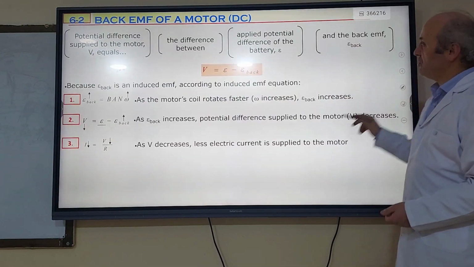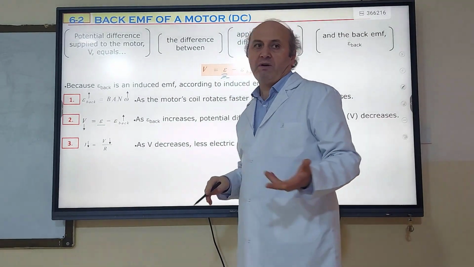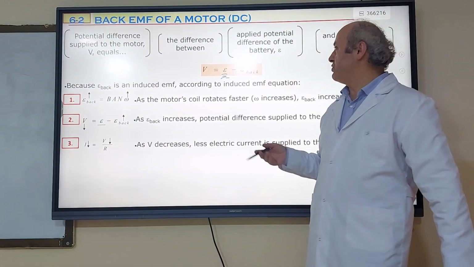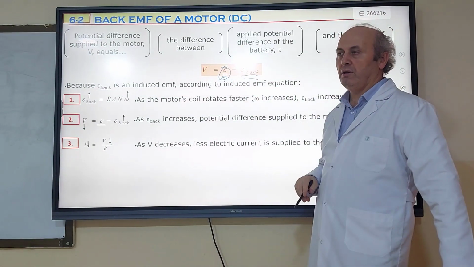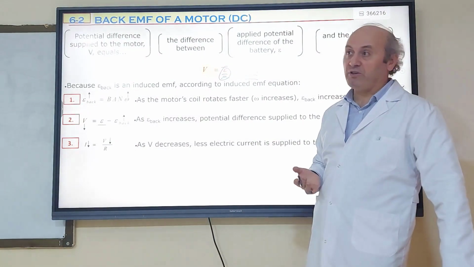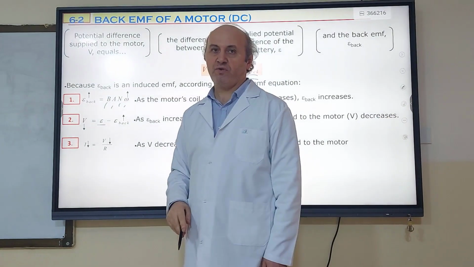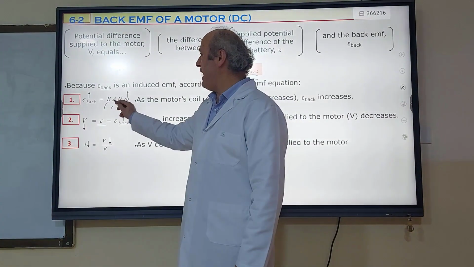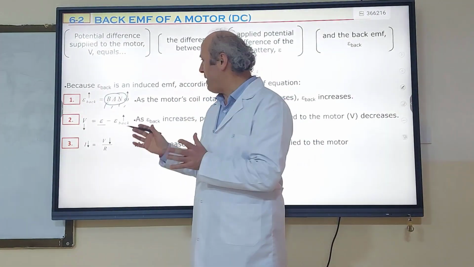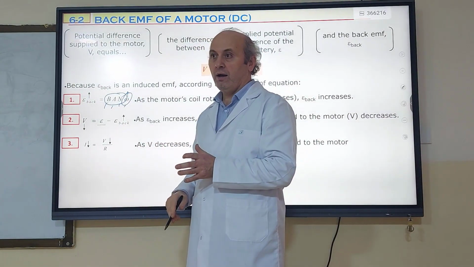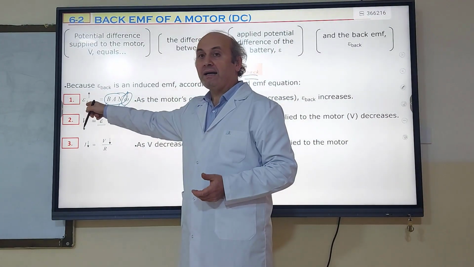This E is unchanged. It depends on the battery's EMF. This is the battery's EMF, whatever value the battery has, this is that number. But E back can change, because E back is an induced EMF. Induced EMF depends on four factors: B and A, which are unchanged because the motor is already built, but omega changes. As omega changes, E back changes. Greater omega, greater E back.